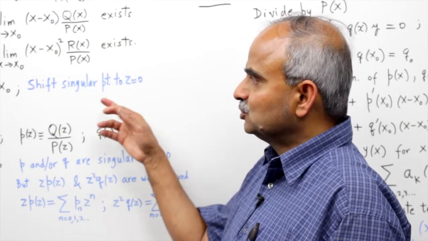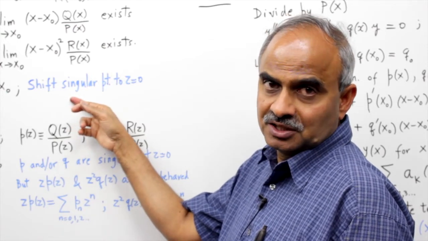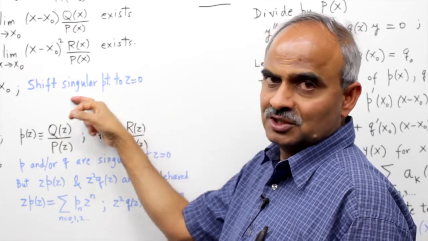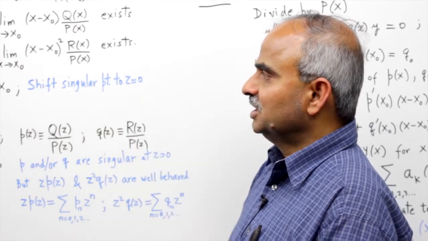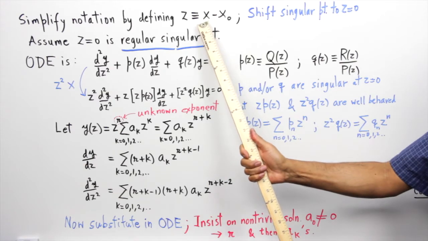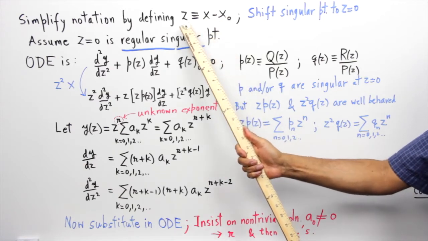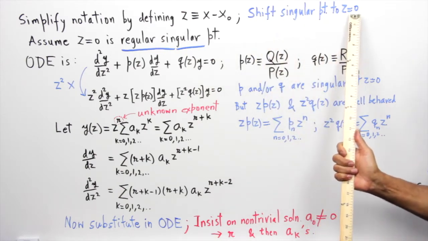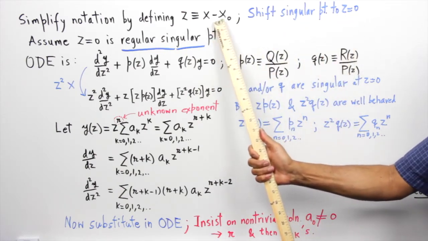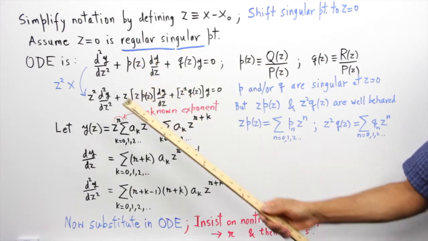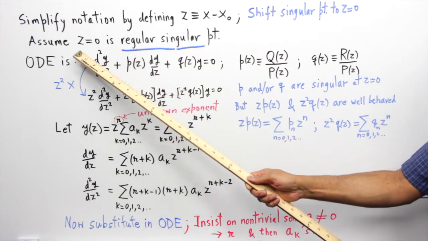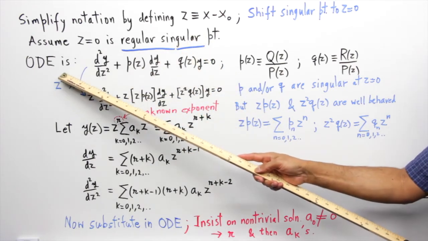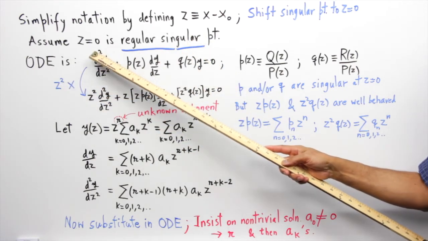So we have so far talked about singular points being at arbitrary position, and so to simplify things, we are going to shift the singular point to a new location. We shift the independent variable, defining x minus x0 equals z as a new independent variable, and so then the singular point will shift to z equal to 0, as is obvious from the definition. And so in proceeding further, we're going to assume that z equal to 0 is a regular singular point. All right? And so now we're going to rewrite this differential equation in terms of z.